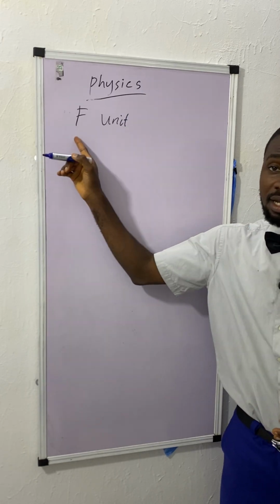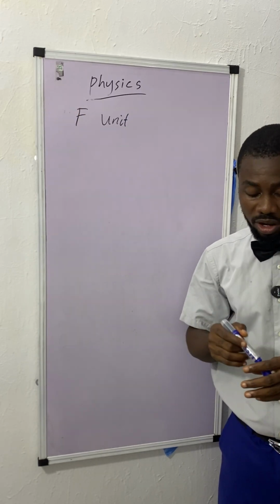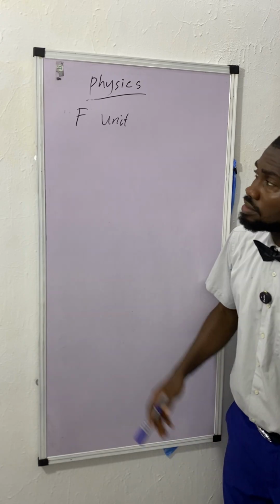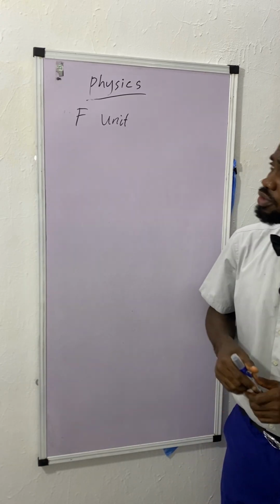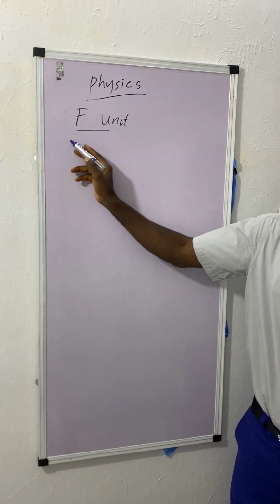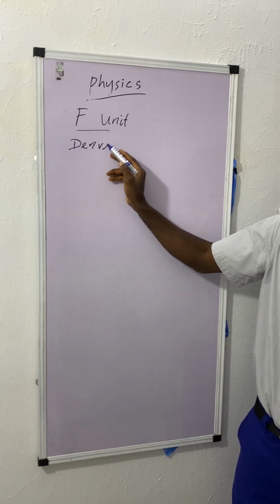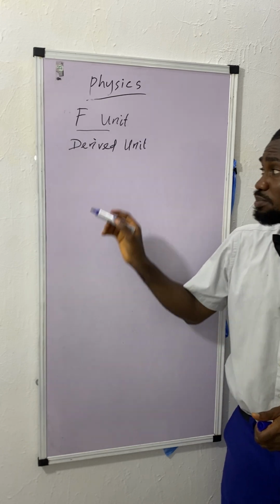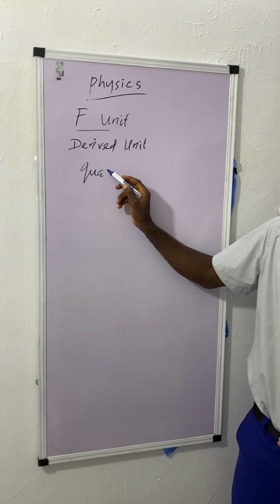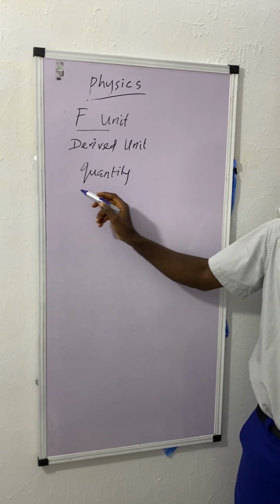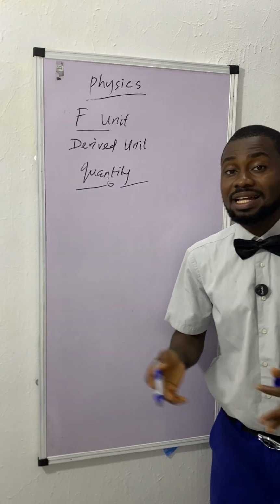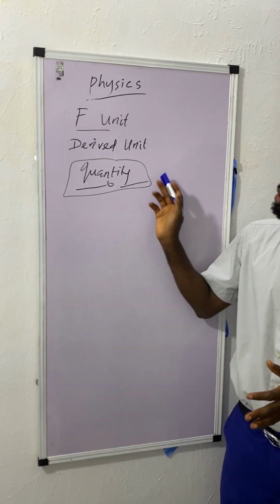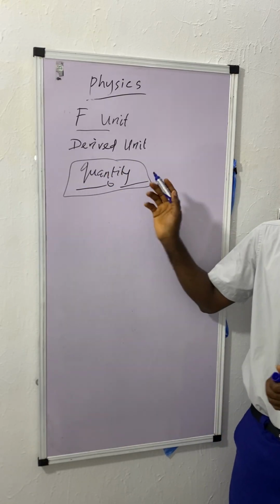First of all, we have to understand the meaning of fundamental unit. However, we have other types of units, such as derived units. But before we look at fundamental units and derived units, let's first of all understand what is meant by a quantity. A quantity means something that can be measured. That's the meaning of quantity. What it means is that the thing can be measured.